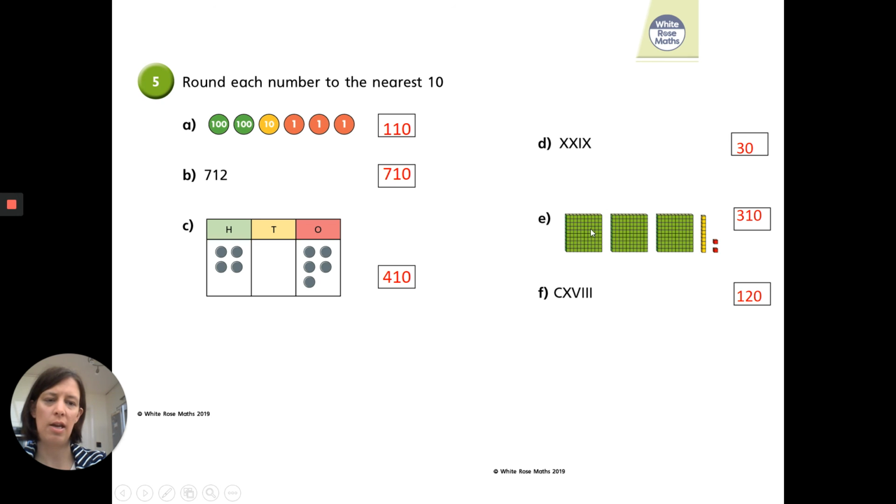Using the base 10 here, 312 was represented in this picture. So that would round down to 310. And then here, these Roman numerals were C, that's 100, and X, 10, and then VIII is 8, so 118. That would round up to 120.